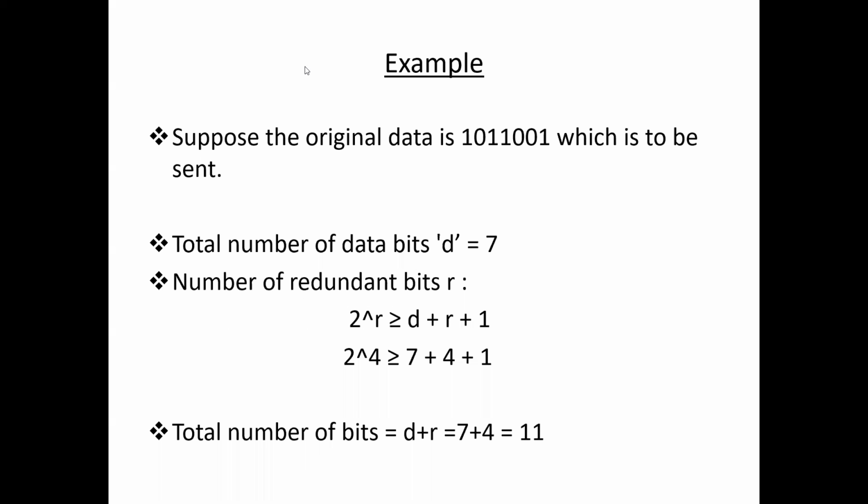Example. Suppose the original data is 10110001, which is to be sent. So this is the given data in the exam. The total number of data bits D equals 7 here: 1, 2, 3, 4, 5, 6, 7. The number of data bits equals 7.